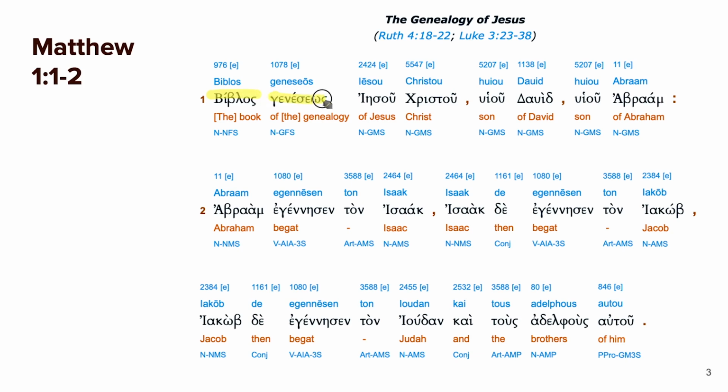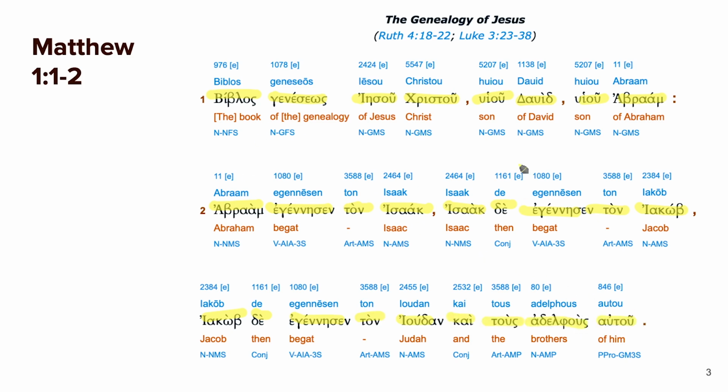Biblos geneseos, Jesu Christou, huiou David, huiou Abraham. Abraham egennesen ton Isaac, Isaac de egennesen ton Jacob, Jacob de egennesen ton Judan, kai tous adelphous autou.